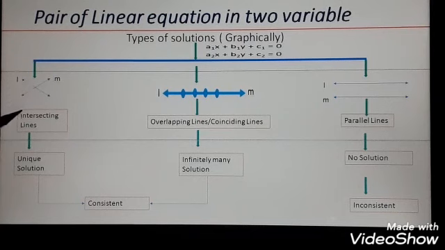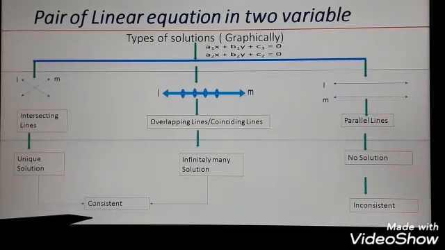So these are intersecting lines, and intersecting lines have one unique solution. Unique means only one solution, one value of x and one value of y. And they fall in the category of consistent equations. Remember, they are consistent equations.